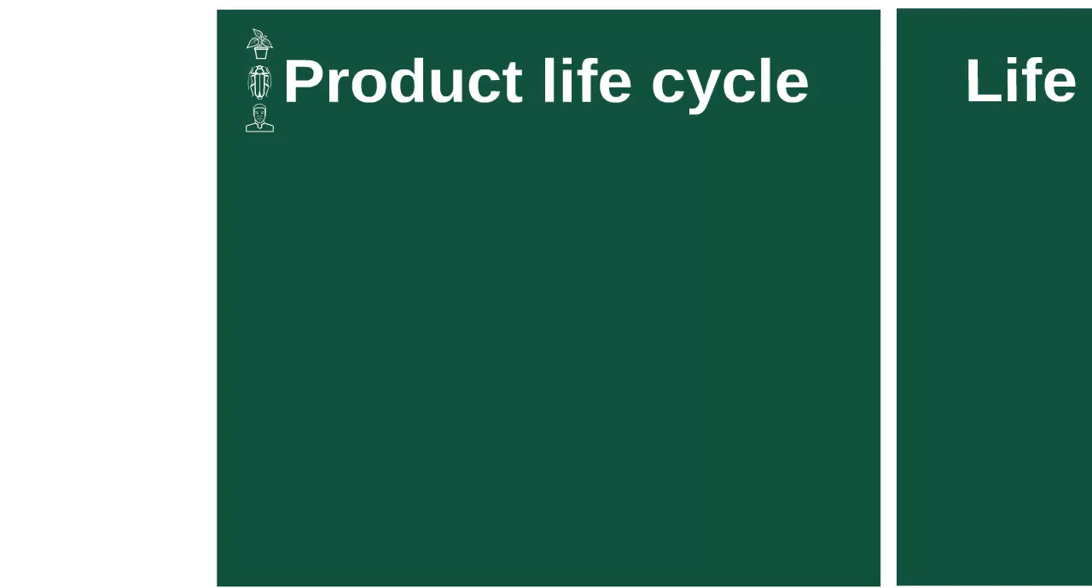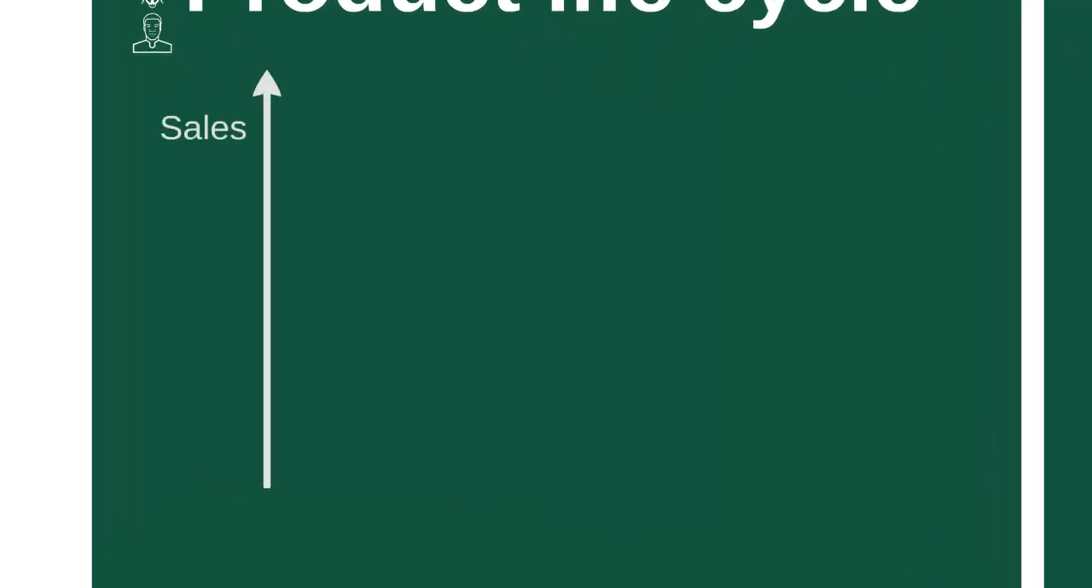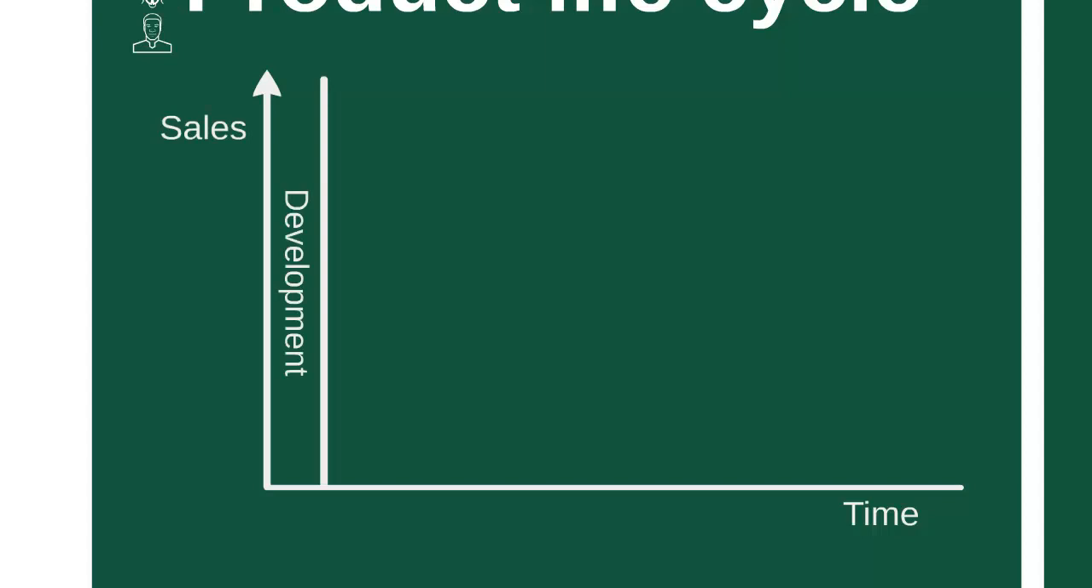And this analogy can be applied to both the individual product and also the industry in which the product is part of. And the product life cycle looks a bit like this. It's an axis with sales on the y-axis and time on the x-axis. And the product changes over the course of the life cycle. We're going to look at each stage individually, starting with the development stage.